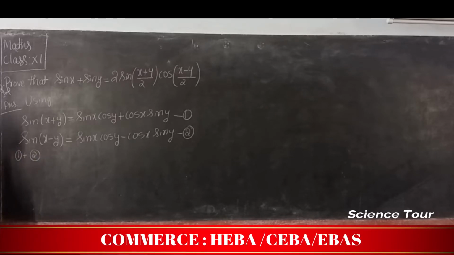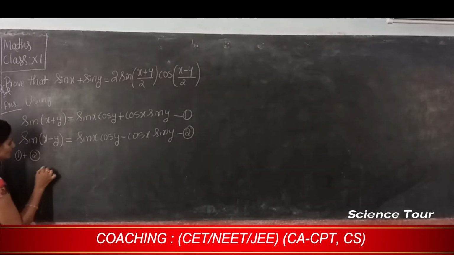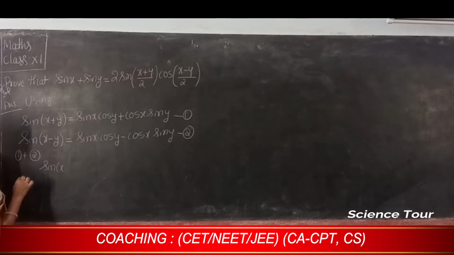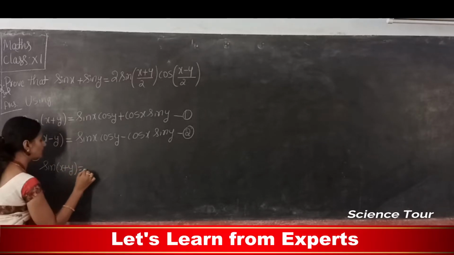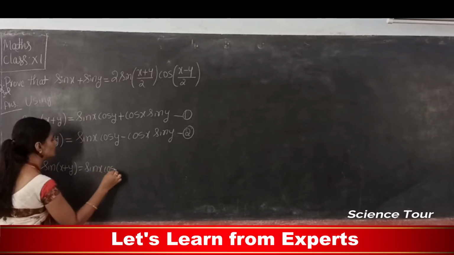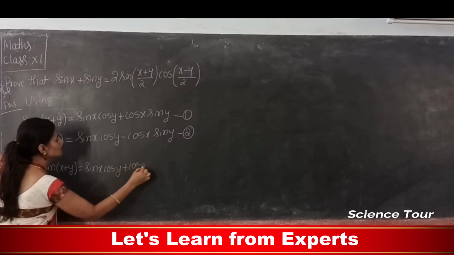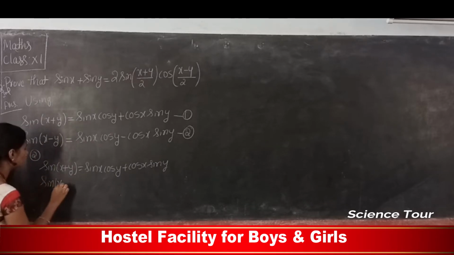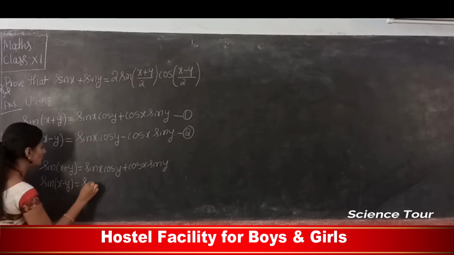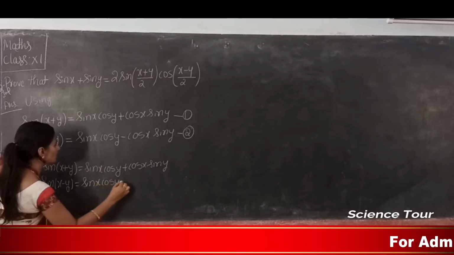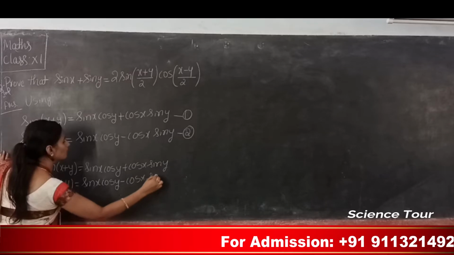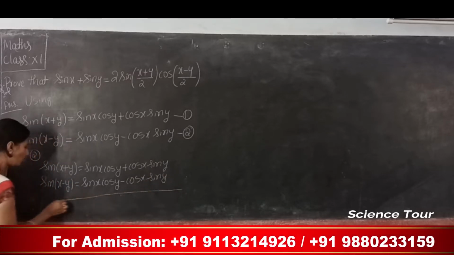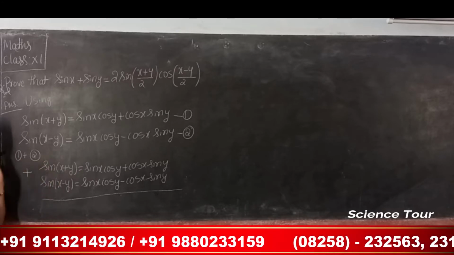So now equation number 1 plus equation number 2. I'll write equation number 1. Again I'll write sin (x plus y) using this one: sin (x plus y) is sin x cos y plus cos x sin y. Right. So now the next equation is sin (x minus y). Sin (x minus y) is sin x cos y minus cos x sin y. What to do with this? Addition. So add these 2 equations.